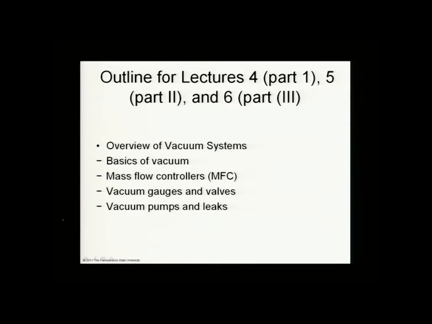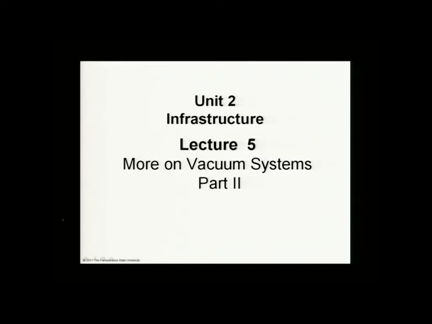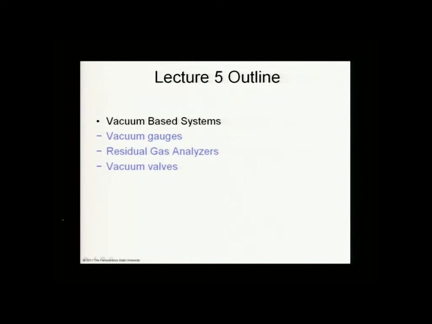And in lecture 4, we talked about the basics of vacuum, vacuum science and technology. We also talked about mass flow controllers in lecture 4. Today, in lecture 5, we're going to talk about vacuum gauges and valves. And so we're going to begin lecture 5, which is part 2 of this overview of vacuum science and technology. So more on vacuum systems, part 2, lecture 5. And the particular topics we're going to cover in lecture 5 are here in the outline. We're going to talk about vacuum gauges, residual gas analyzers, and vacuum valves.